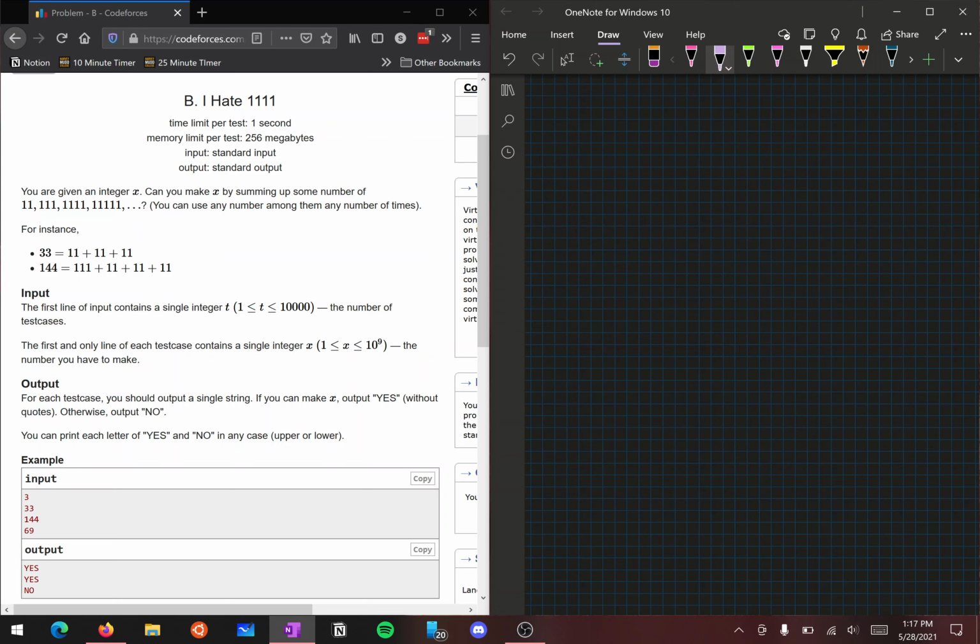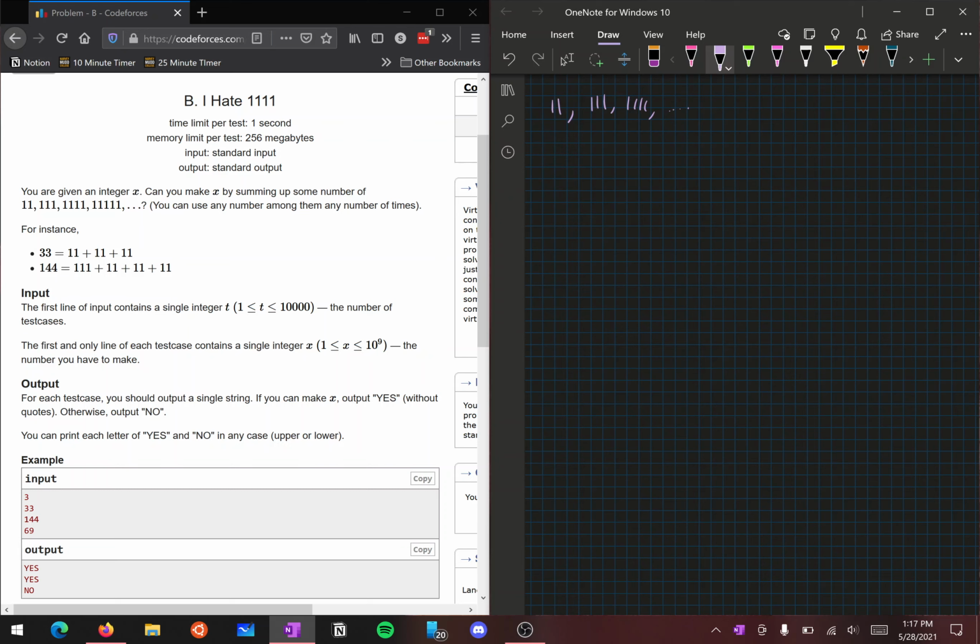The sequence is infinitely big, and you're trying to find out if your number is a linear combination of any of these numbers. So you look at the limit here, and we see that the limit is 10 to the 9, right? That gives us a lot of numbers to deal with, because you have anywhere from 1, 11, 111, and so on and so forth.